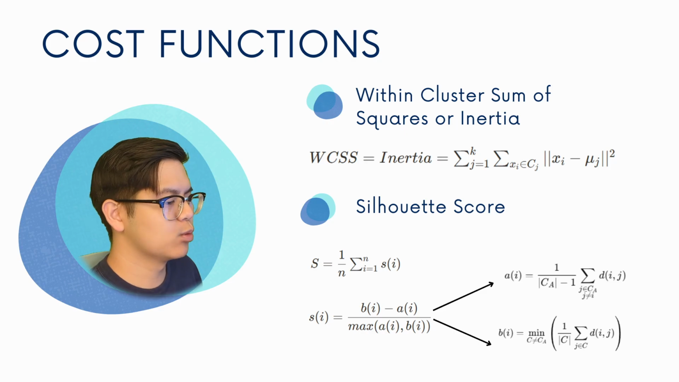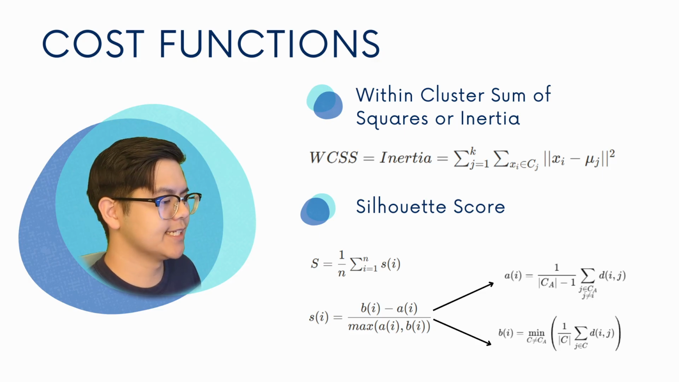The first is the within cluster sum of squares, or inertia, which measures the sum of squared distances for each cluster. A smaller inertia is ideal because it means clusters are more compact and therefore well defined. An interpretation of the equation is, for each cluster, get the sum of the Euclidean distance between each point in the cluster and the centroid of that cluster. Sum over for all clusters.